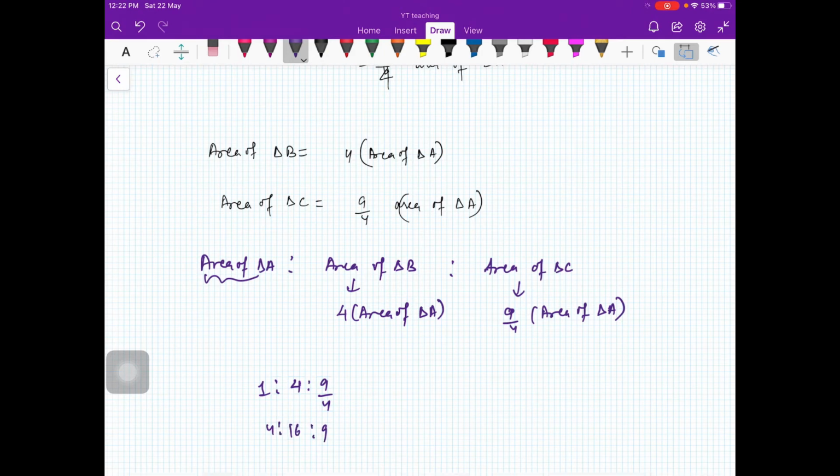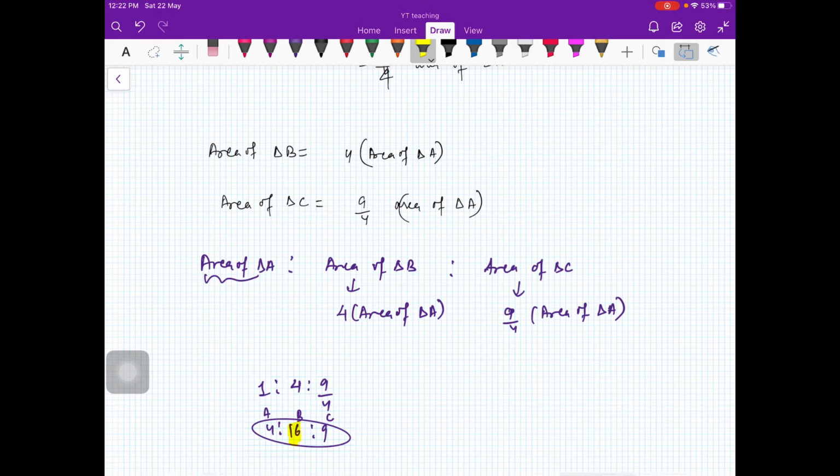So this is how your area is, right? So you have this is triangle A, this is triangle B, this is triangle C. Okay, so this is the ratio of their areas. Which one is the largest triangle? Triangle B. And after that you have which triangle? Can you tell me after that which triangle you have? Okay, so triangle B is largest.